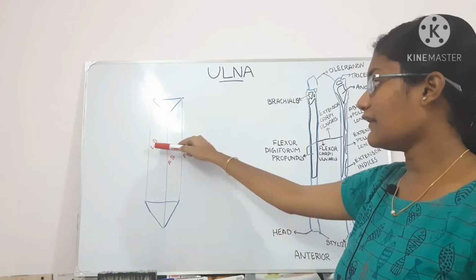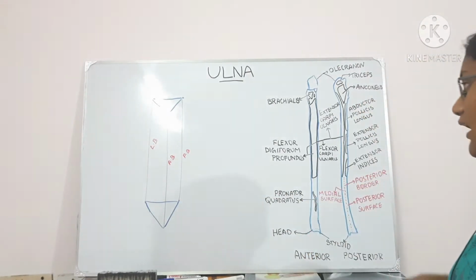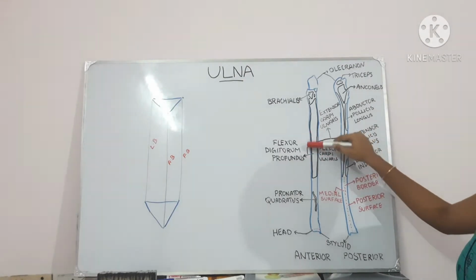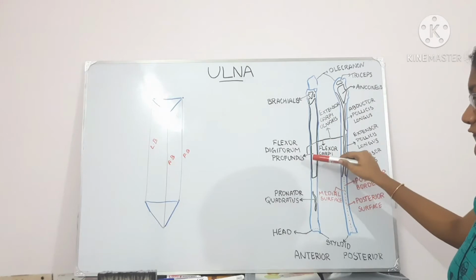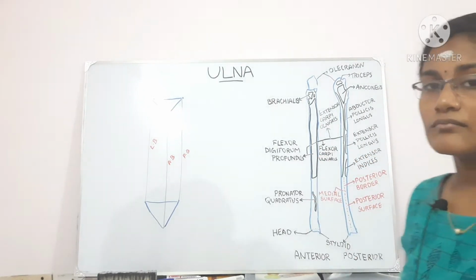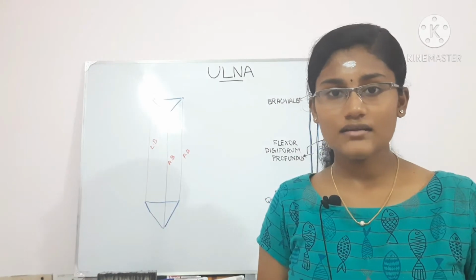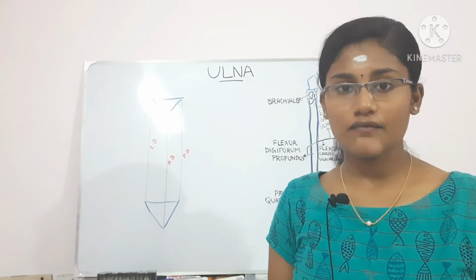Now let's talk about the lateral border. The lateral border or the interosseous border is the sharpest in its middle part, and on the superior part it continues with the supinator crest. On the inferior part it ends at the lateral side of the head. Now let's talk about the three surfaces, that is the anterior surface, posterior surface and medial surface.